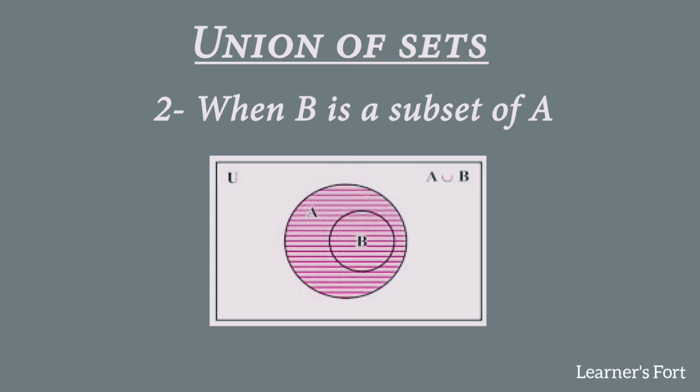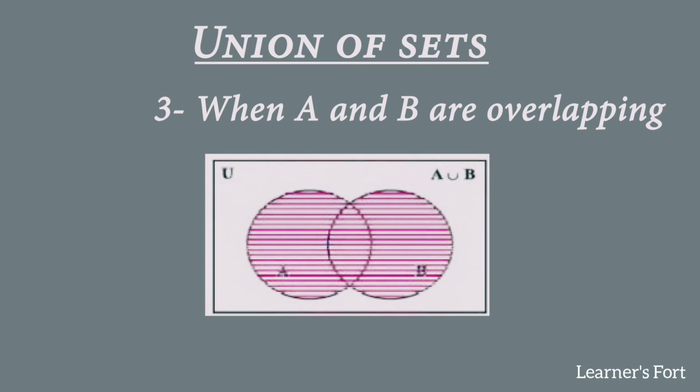Now let's have a look at the third case, which is A and B are overlapping sets. The first two we discussed were the subsets. Now, the third one is the case when A and B are overlapping sets, which means that A and B have some elements that are common between them, not all elements. Here you can see in this figure that the two circles, set A and set B, are only overlapping each other from the center, which shows that they have common elements.